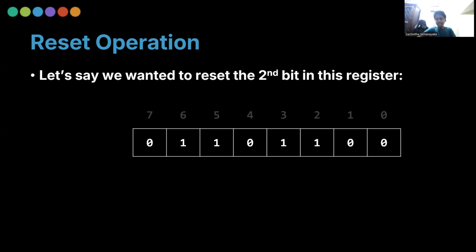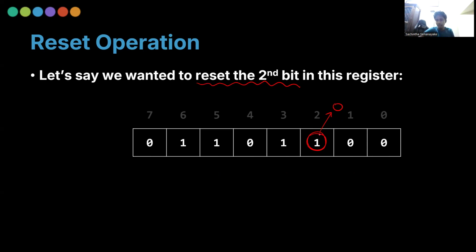Let's say earlier we wanted to make our 0s 1s. Now we want to make our 1s 0s. Essentially, we want to reset the second bit in our register. We want to make sure that the 1 in the second position is no longer a 1, but instead a 0. We want to turn that position off. How do we make that position reset? How do we make that 1 go back to 0?